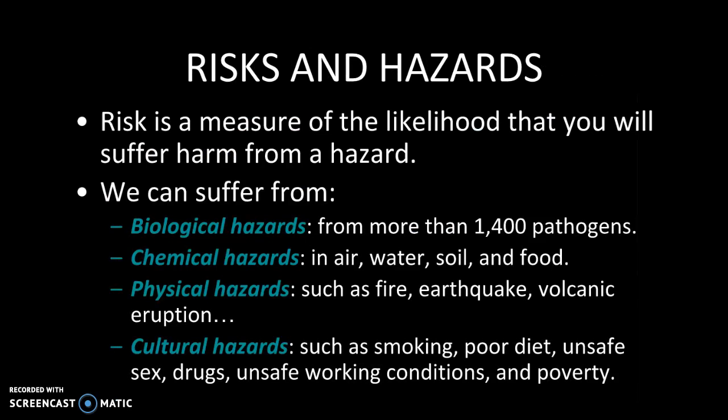Now, there's several different types of risks, right? Biological hazards are pathogens. We've talked a little bit about that already today. Chemical hazards would be like air, water, soil, food. So when we think about people being exposed to pollution, a lot of times, unless that pollution is something that's alive, the pollution is a chemical hazard. Air pollution, water pollution, those types of things. If we think about physical hazards, fire, earthquake, volcanic eruption, severe weather, those are all physical hazards. And cultural hazards include things such as smoking, poor diet, right? Those are lifestyle choices. Okay?